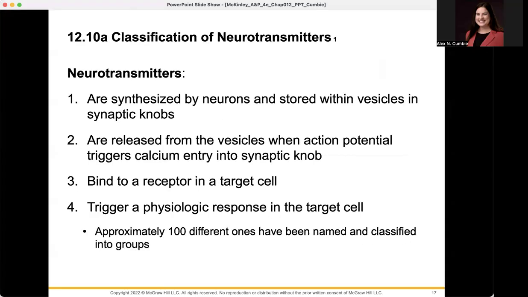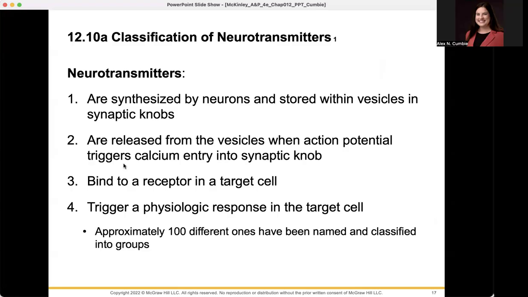So for neurotransmitters themselves, we only have to learn one in this class, which you've already learned in the muscle chapter, which is acetylcholine, ACH. But let's just learn about some characteristics of neurotransmitters. They are made by neurons. That's not surprising. And they're placed into vesicles, which travel down the axon into the synaptic knobs. They are released when action potentials trigger.